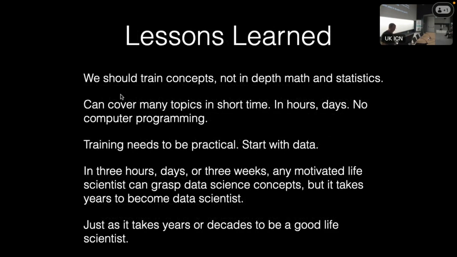Although, here's a warning: in 3 days or even 3 weeks, any motivated life scientist can grasp the data science concepts, but it takes years to become a data scientist. And it's just like it takes years or decades to be a good life scientist.